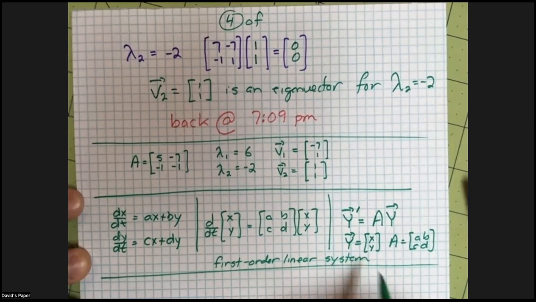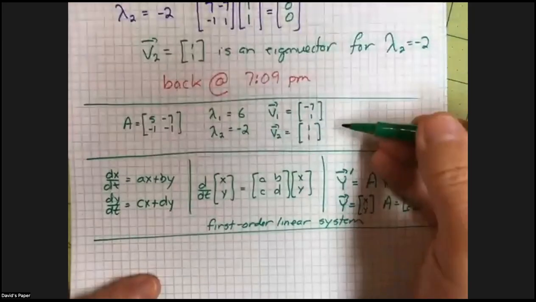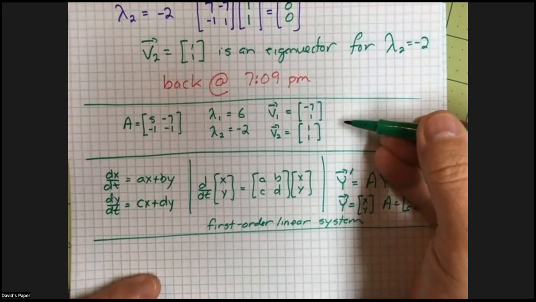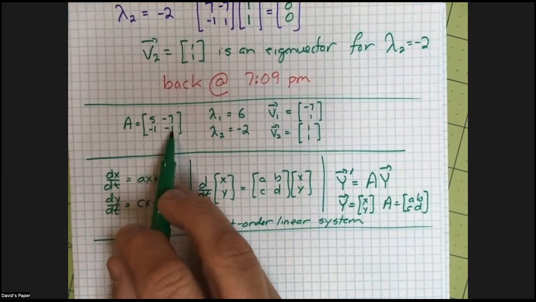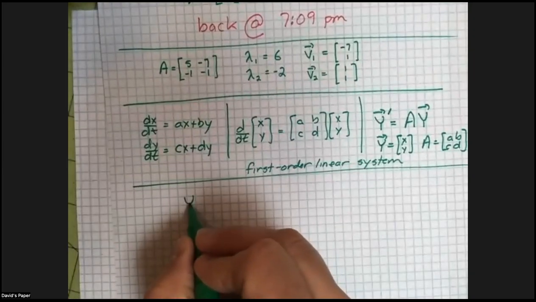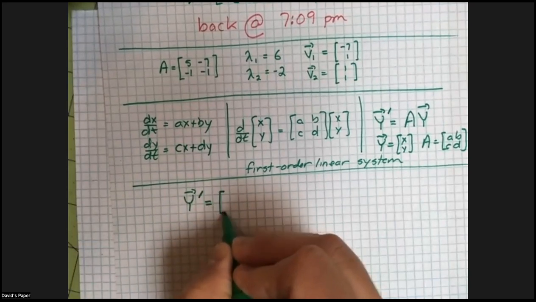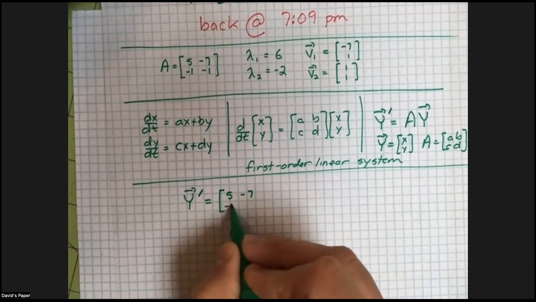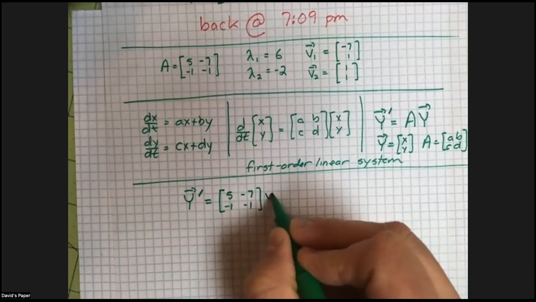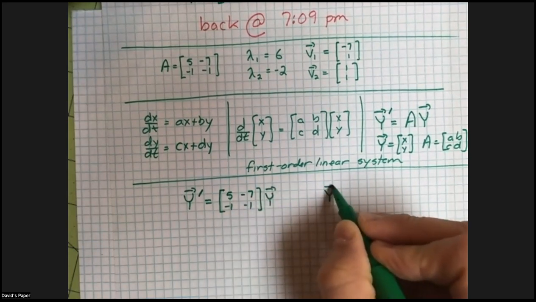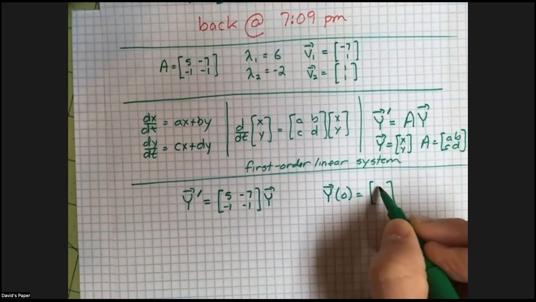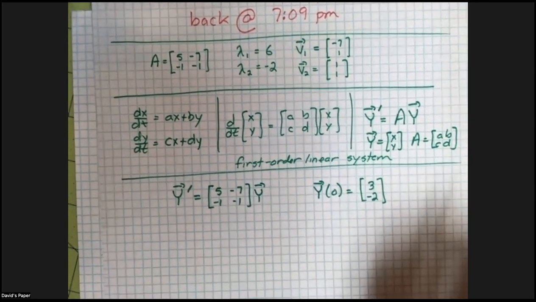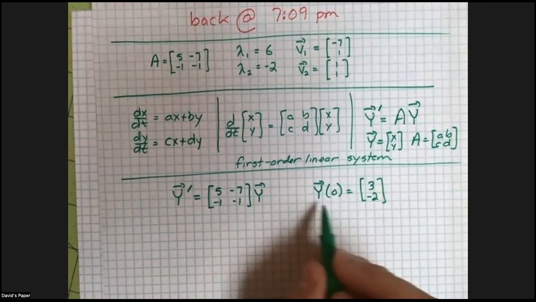So let me show you what our calculations here did for us. These calculations have solved this first order linear system, where A is 5, minus 7, minus 1, minus 1. Let's take that. I'll use this abbreviated notation. Y prime is the matrix 5, minus 7, minus 1, minus 1 times Y. And I'll say Y at 0. Let's make up two harmless initial conditions like 3 and minus 2.